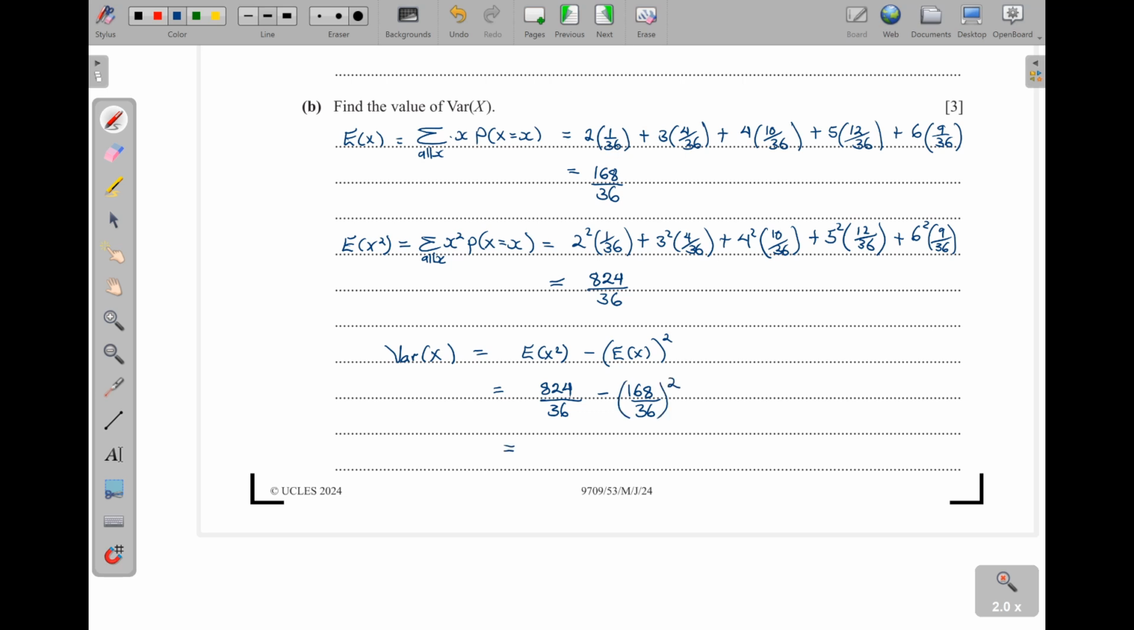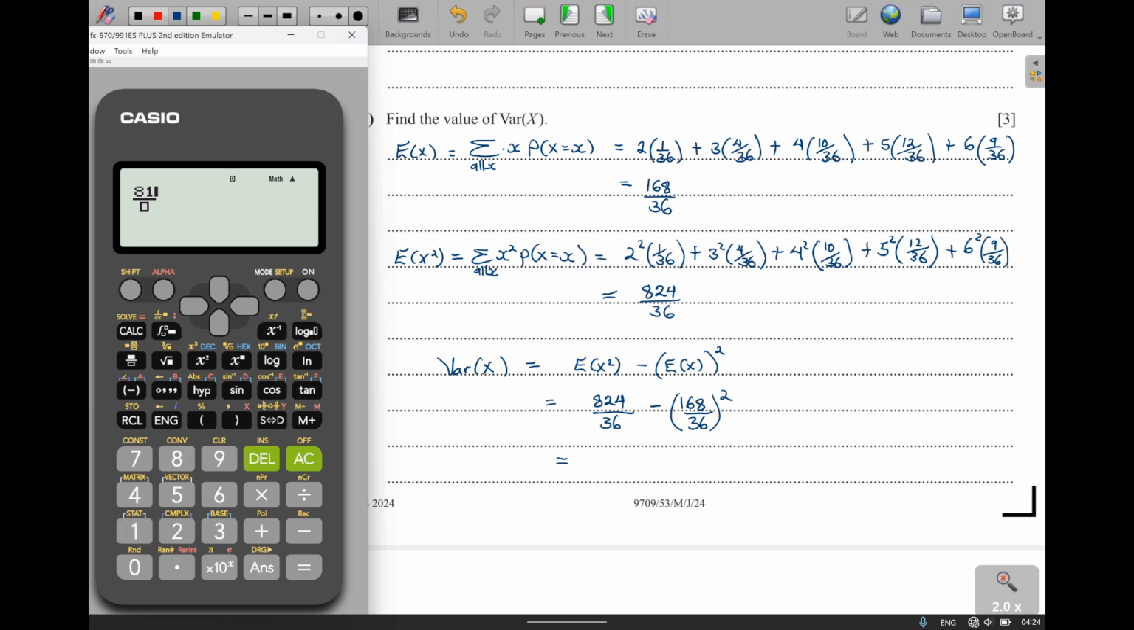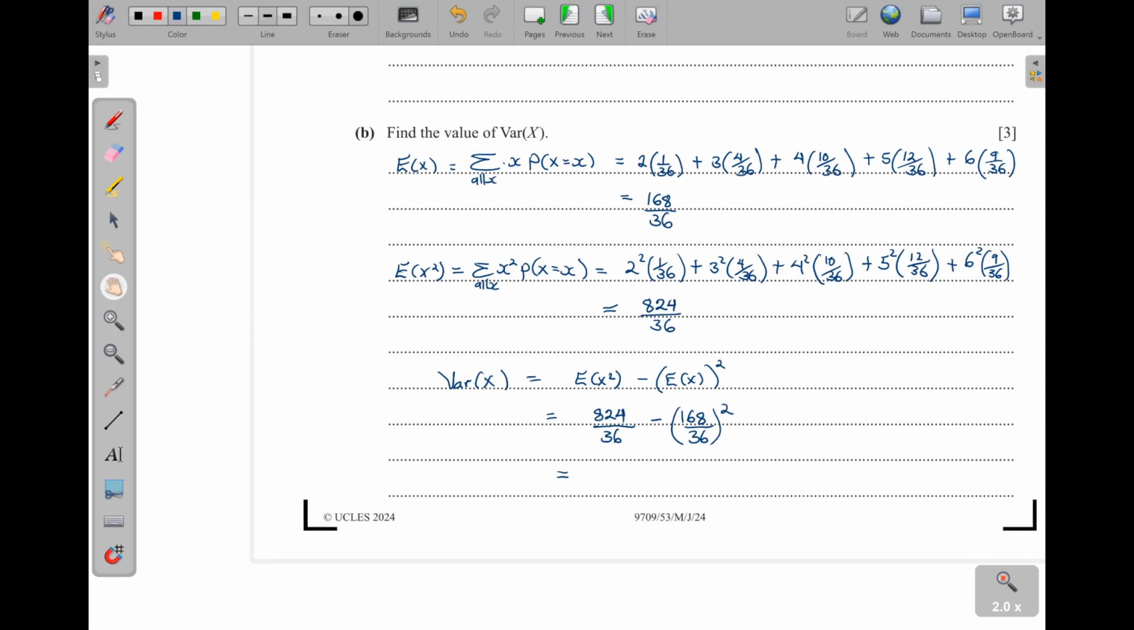So altogether, what do we get? We have 824 out of 36, then minus, we have 168 out of 36, and you can cross the brackets with square. It gives us 10 over 9. So I'm just going to leave it as a fraction, 10 over 9.